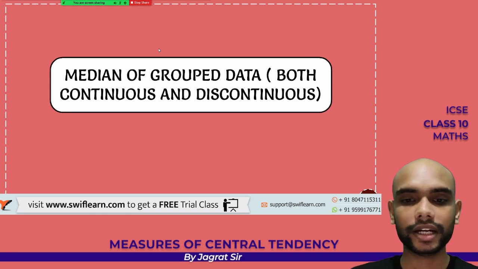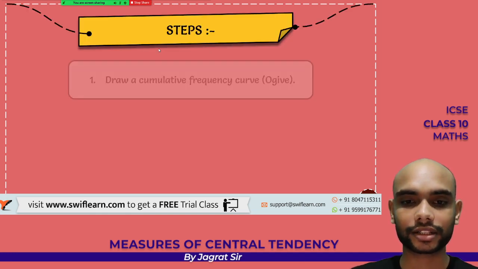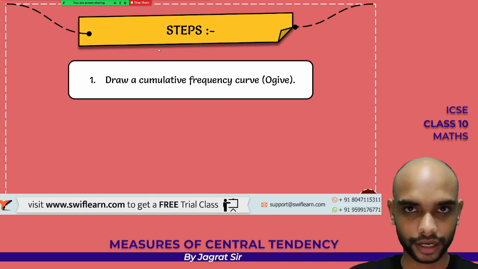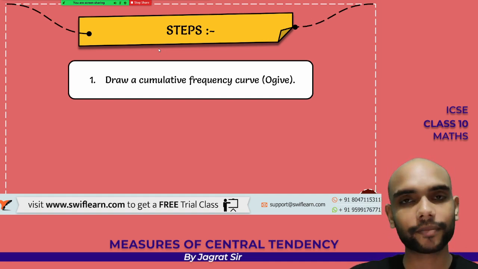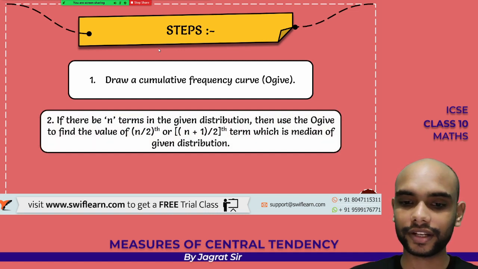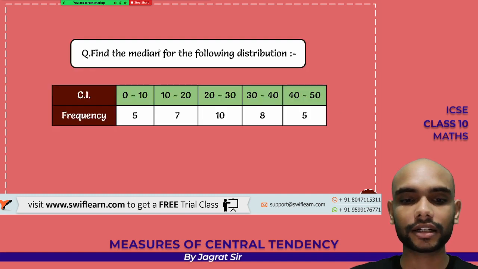Now, median of grouped data, both continuous and discontinuous, with the help of ogive. The formula method works just fine, but we have another method for that, that is the ogive method. Ogive is the frequency curve. Everything will remain the same, but only the graph will be formed. So how will you form the graph?